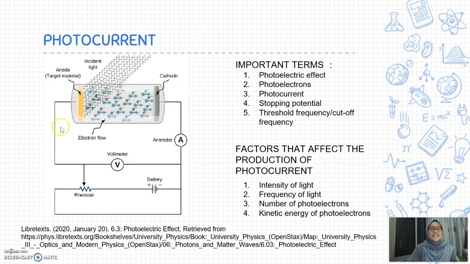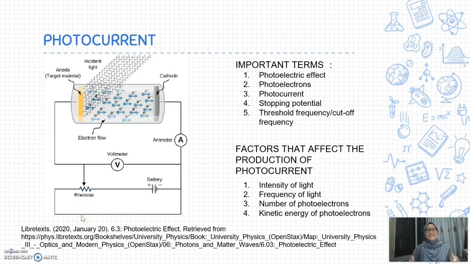As you can see here in this circuit, there are a voltmeter and an ammeter. The function of the voltmeter is to measure the potential difference between anode and cathode. The function of the ammeter is to measure the photocurrent produced in the circuit.